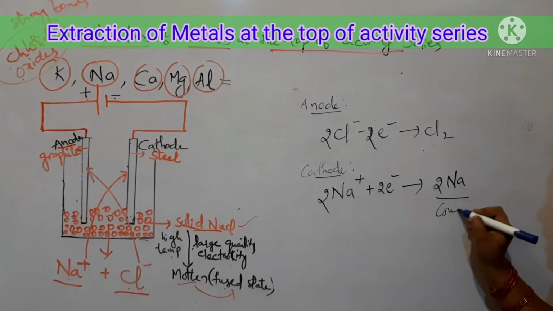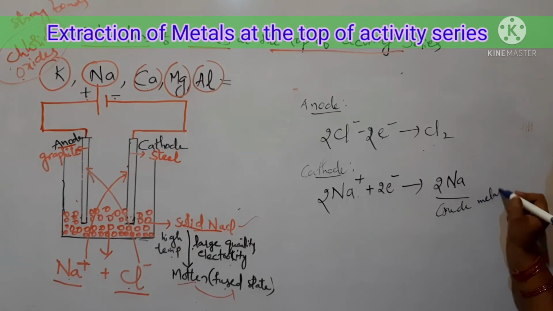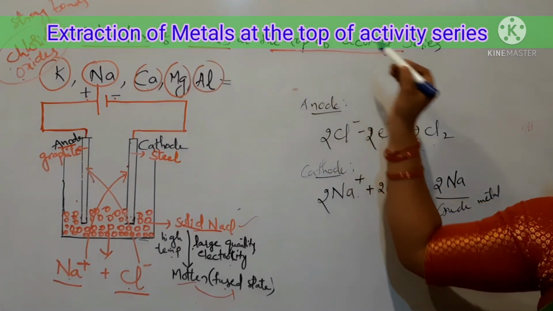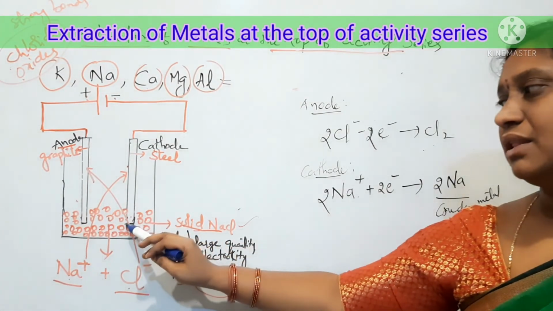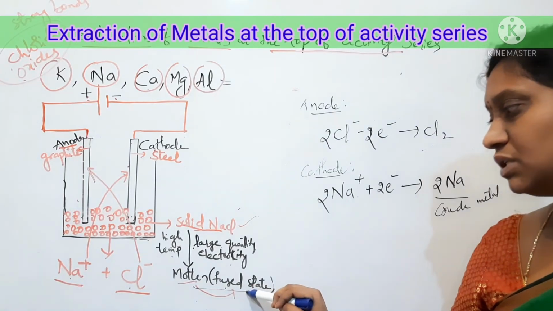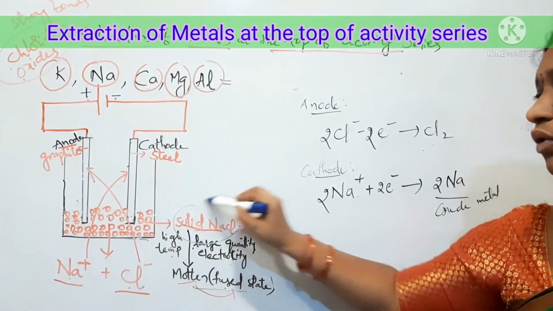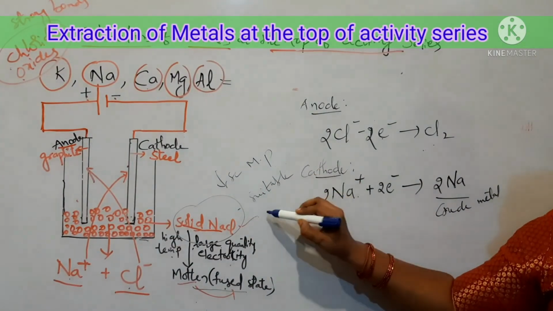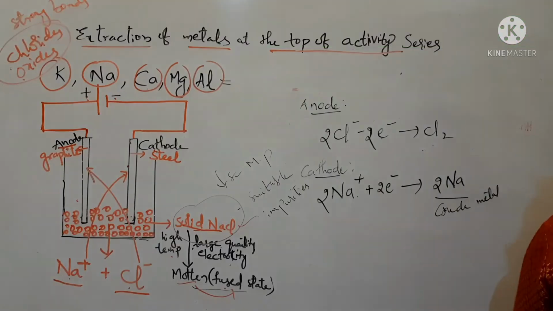So now crude sodium is extracted, which is present at the top of the activity series. And in order to maintain the solid sodium chloride in the fused state, you have to decrease the melting point of solid sodium chloride by using suitable impurities.